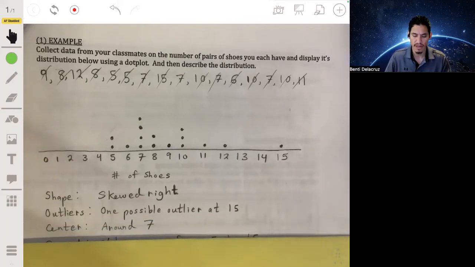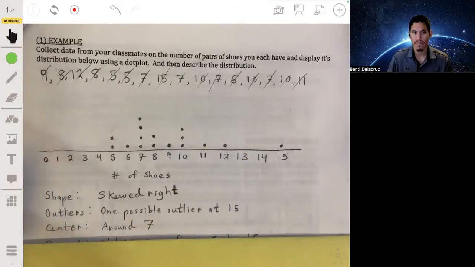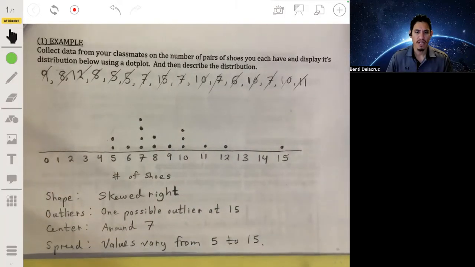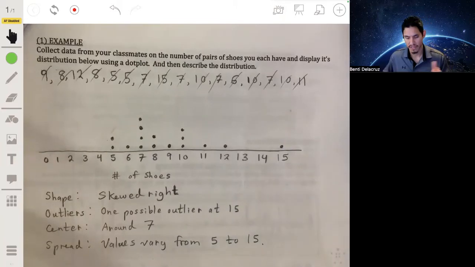And the center, again, we would say around 7. And again, we haven't learned the precise or calculated way to determine what the center is. We just look at what the middle value is. And then the spread, we just say that the values can go from 5 to 15. So that's a very general example when we're describing a set of data.